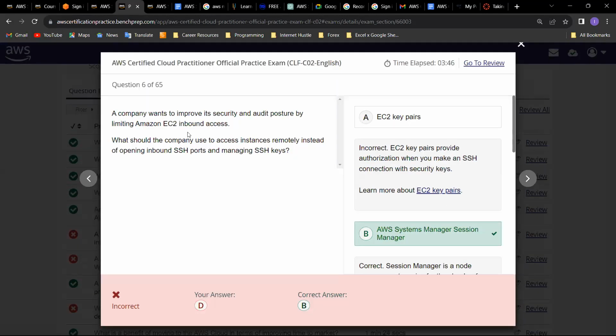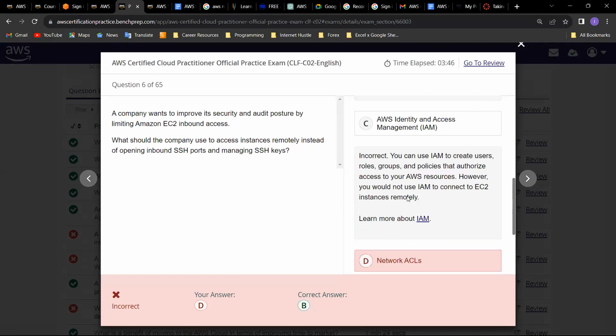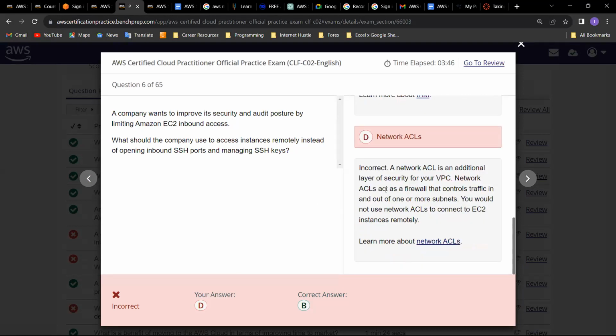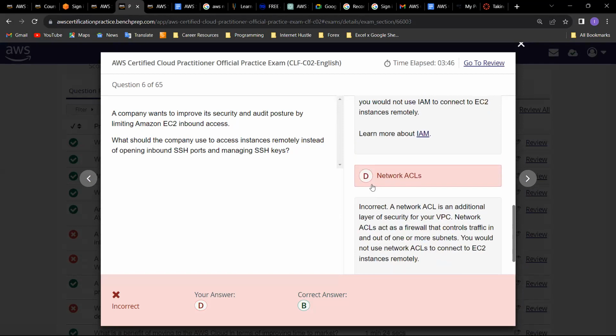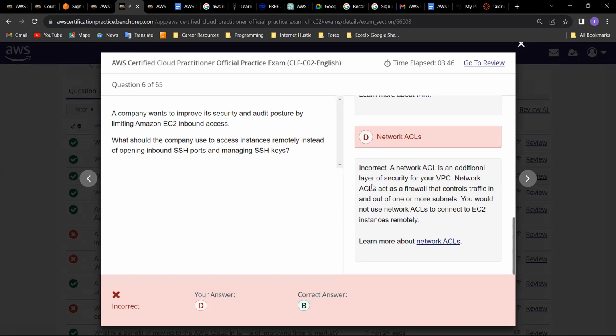Okay. So a company wants to improve its security and audit posture by limiting Amazon EC2 instance inbound access. And yes, we're choosing D, network ACL. I think that was the question. I wanted to understand why we were choosing the network ACL.